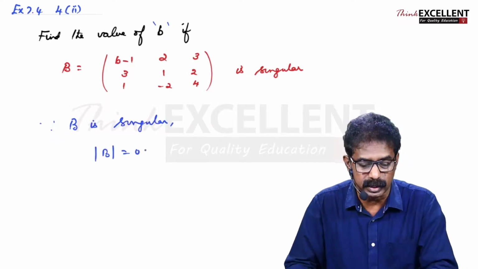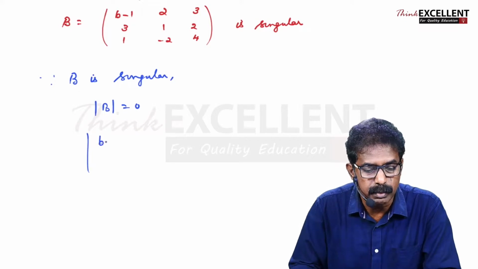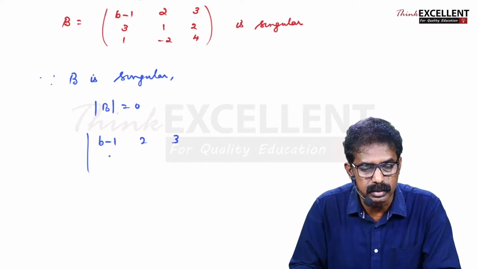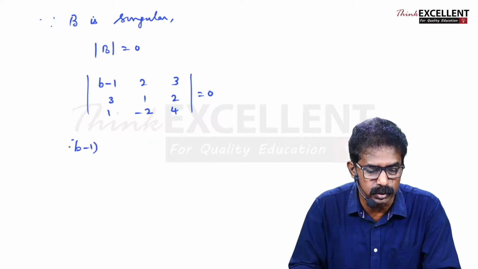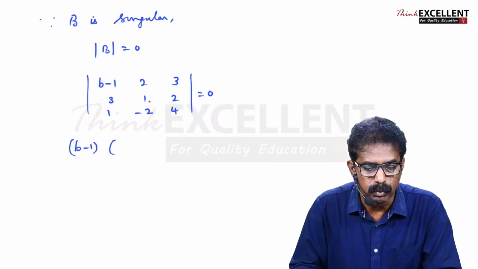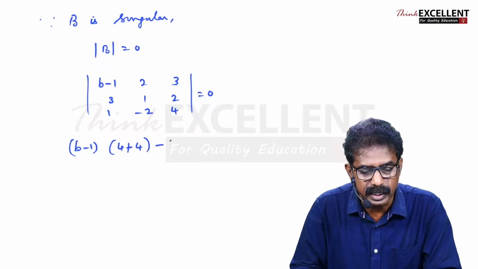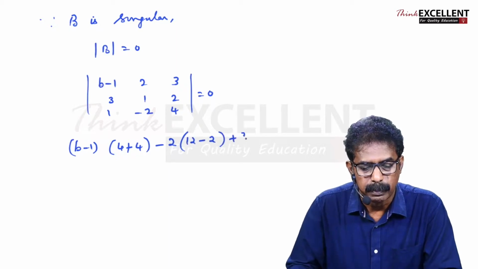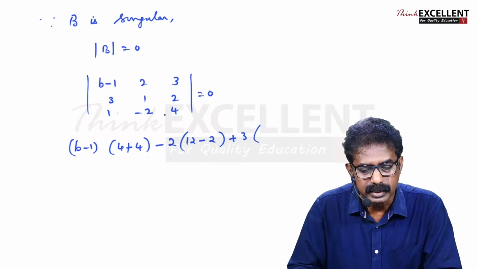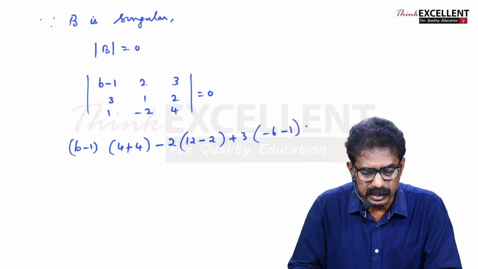With the matrix you can't do anything. Convert it to a determinant: |b minus 1, 2, 3; 3, 1, 2; 1, minus 2, 4| equal to 0. Now just expand and find the b value. So expand it: b minus 1 into, leave the row and column, 1 into 4, 4 minus 4 plus 4. Take the second number, change the sign, minus 2 into, leave the row and column, 3 fours are 12, minus 2 into 1, 2, plus 3 into, leave the row and column, minus 6, minus 1 equal to 0.